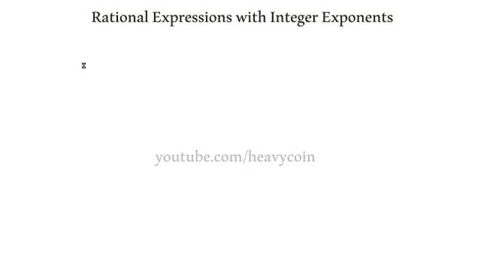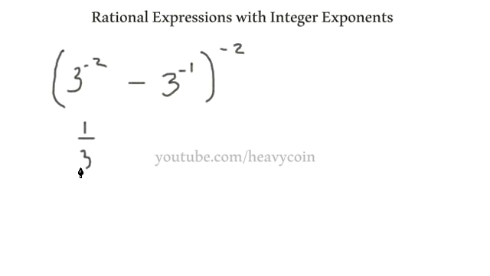Alright, let's see if you can get this one here. This is going to be 3 to the negative 2 minus 3 to the negative 1, and it's all raised to the negative 2. So I can rewrite this as 1 over 3 squared minus 1 over 3. Now we're just going to focus on what's in parentheses here.